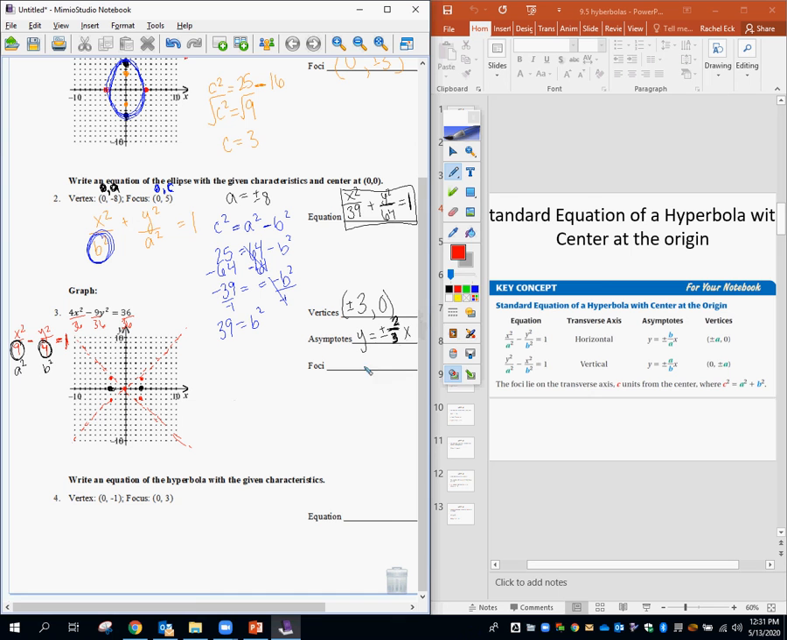And lastly, it wants to know the foci. So foci has a new equation. It looks similar, but it's c squared equals a squared plus b squared. We don't know what c is, but we know a squared was 9, and we know b squared was 4. Add those together, you get 13. Square root that, and c is about 3.6.